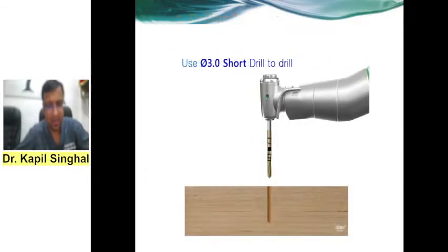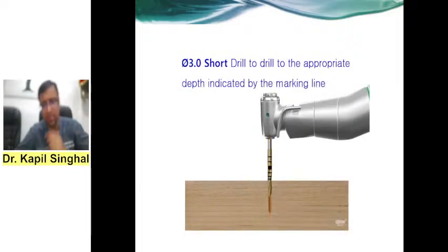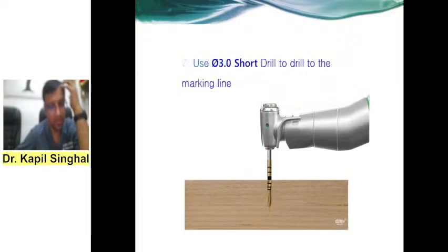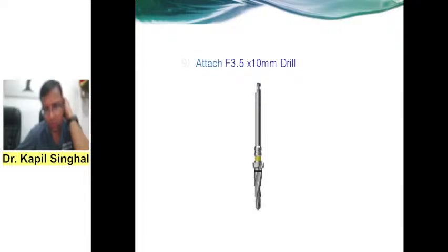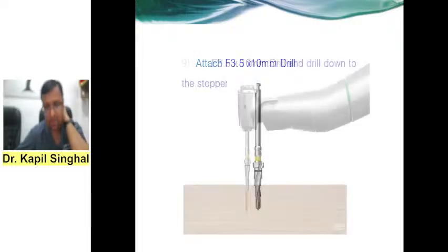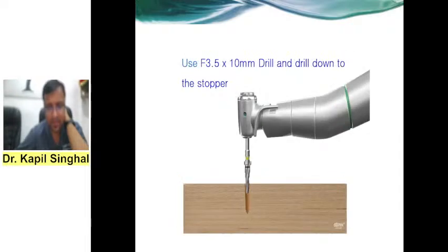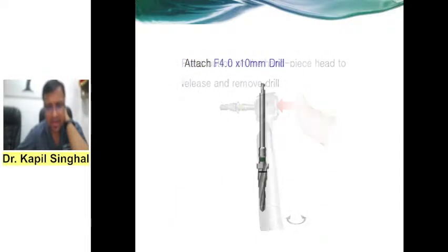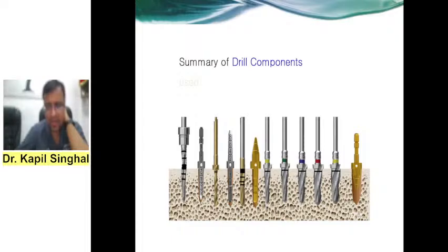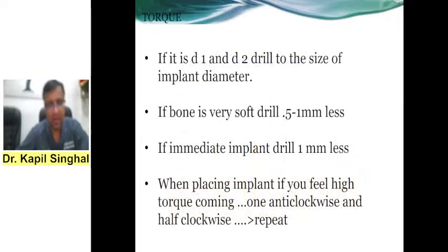Now I'll take my 3 mm drill, I'll go to the complete depth, and I'll take it out. Now I'll take the 3.5. Similarly, I'll do the complete steps without skipping any drills. I'll take a 4. In this way, I don't want to skip any drills and I'll continue drilling up to the last drill of the diameter of the implant. Okay.